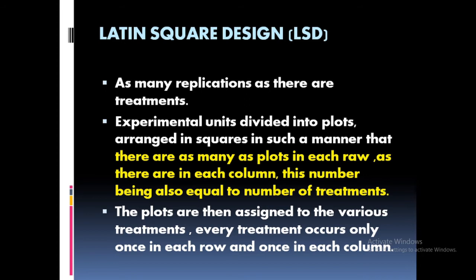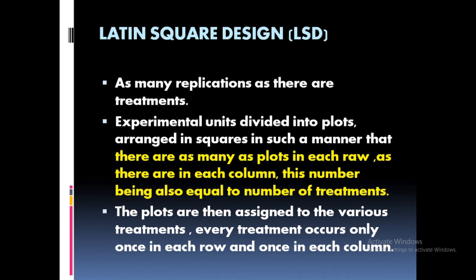See, Latin square design. As many replications as there are treatments. That is the basic thing. However many treatments you are giving, that many replications will be there. The experimental unit is divided into plots in squares, in such a way that there are as many plots in a row as there are in each column, and this is also equal to the number of treatments. Clear? So, as many plots, as many columns, and that is equal to the number of treatments.